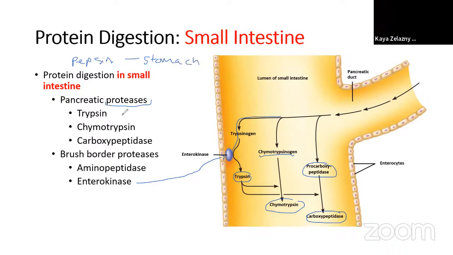Then we have our pancreatic proteases that come in our pancreatic juice down the pancreatic duct. Trypsin and chymotrypsin happen to be endopeptidases. Carboxypeptidase is an exopeptidase. So all three are actually breaking down the protein in our food. And our brush border protease is enterokinase. Its job is activation.